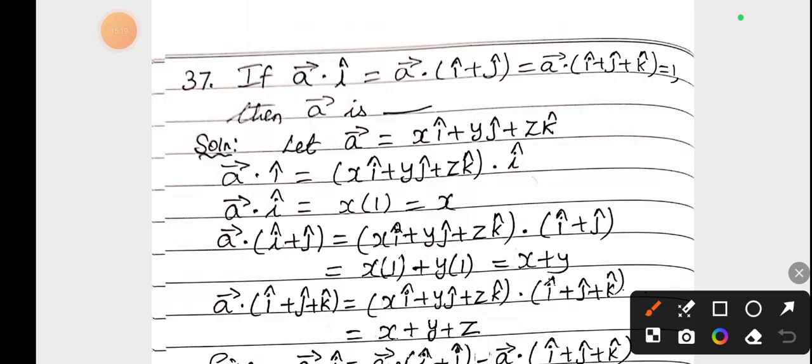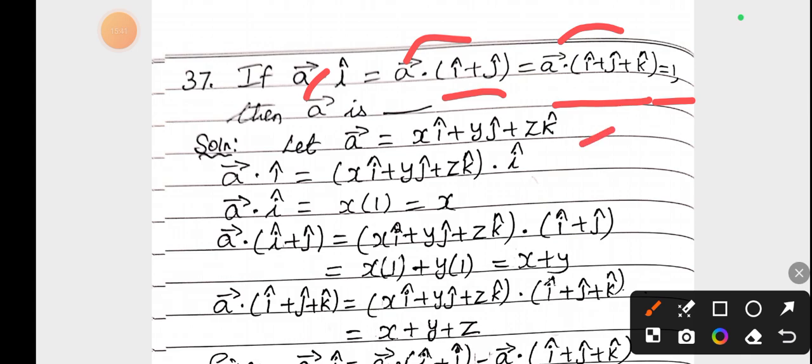A vector dot i cap. Okay. A vector dot i plus j cap. Okay. A vector dot i plus j plus k cap. Okay. This is all equal to 1. Now, what? Find A vector. So A vector dot i cap, A vector dot i plus j cap, A vector dot i plus j plus k cap, all are equal to 1. Find A vector. Question clear?